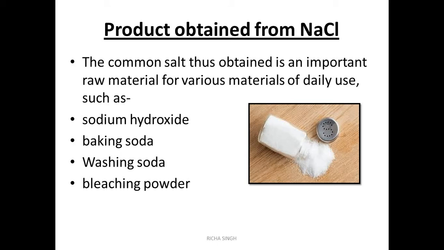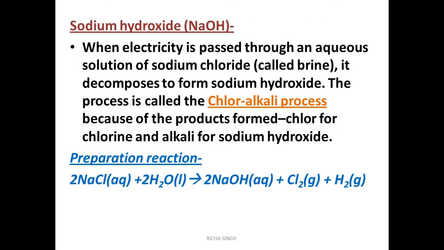So, now let's start with the first one, that is sodium hydroxide. How is sodium hydroxide formed from NaCl? It is formed through a process known as the chlor-alkali process. When sodium chloride is mixed in water and electric current is passed through it, meaning electrolysis is done, the resultant products are sodium hydroxide in aqueous form, and chlorine and hydrogen in gaseous form.